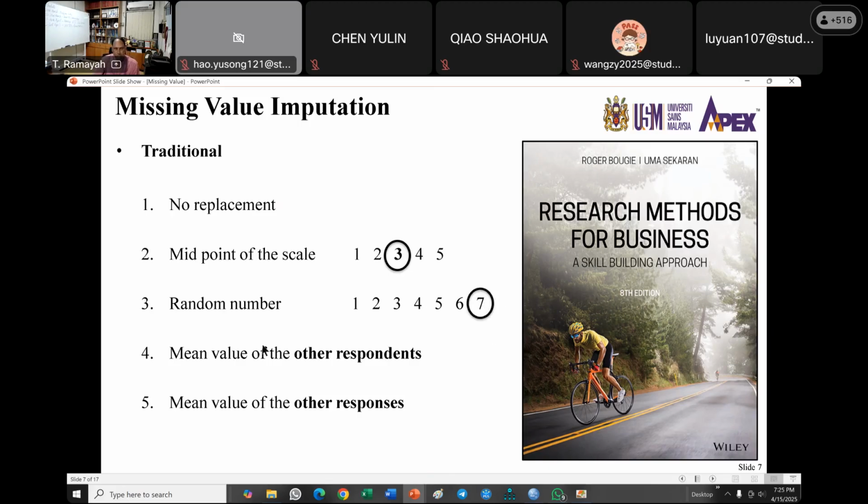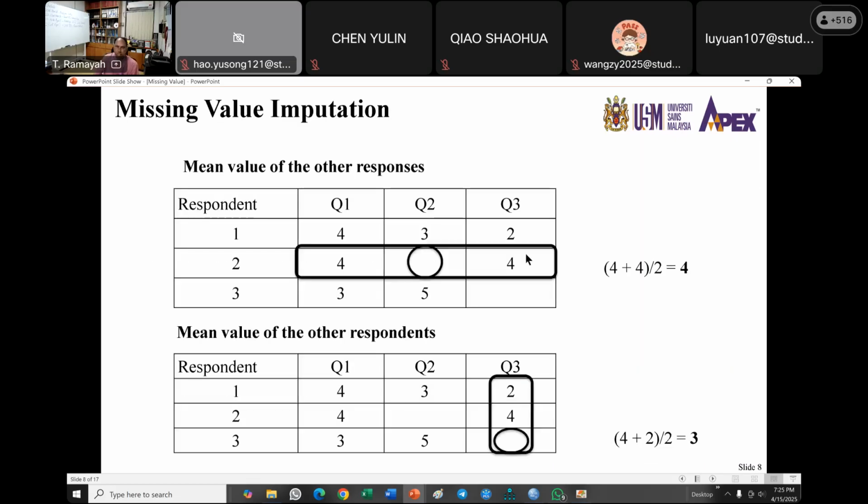Number 4 and number 5 are called mean value replacement. We have 3 questions answered by 3 respondents. Respondent number 2 answered question 1 and question 3, but he didn't answer question number 2. So we take the average of all other responses of the same person. So 4 plus 4 is 8, 8 divided by 2 is 4. So we will replace a 4 here. This is the mean value of other responses of the same person.